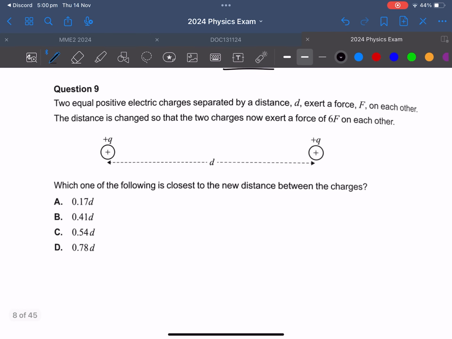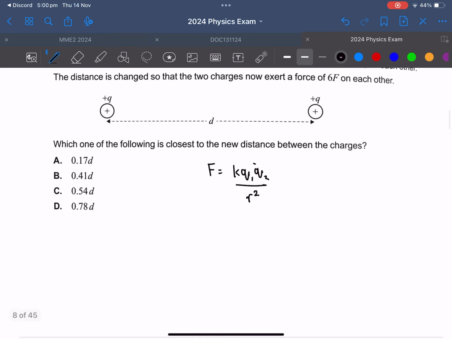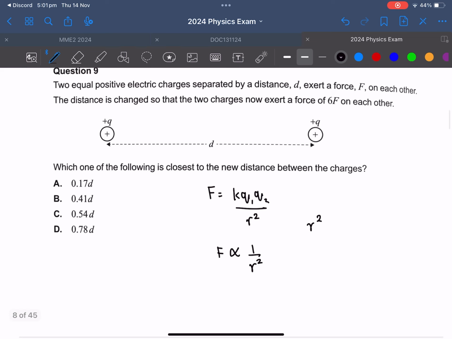Two equal positive charges are separated by a distance d and exert a force F on each other. The distance is changed so that the two charges now exert a force of 6F on each other. Which one of the following is closest to the new distance between the charges? Okay, so we'll use the formula F equals k Q1 Q2 over R squared. I mean, they are the same in this case. So all of this is pretty much just going to be constant. So F is proportional to 1 on R squared. For this, I just use a simple technique where I make R squared the subject, because that's what we are finding.